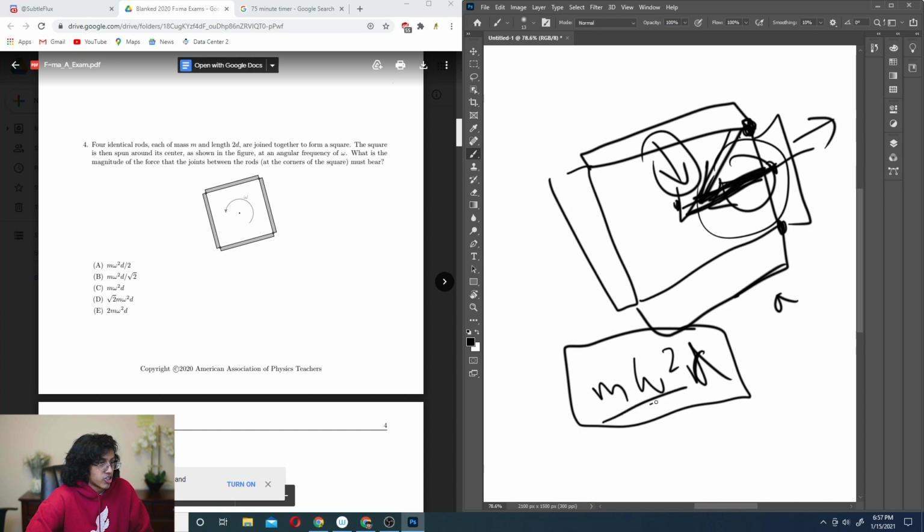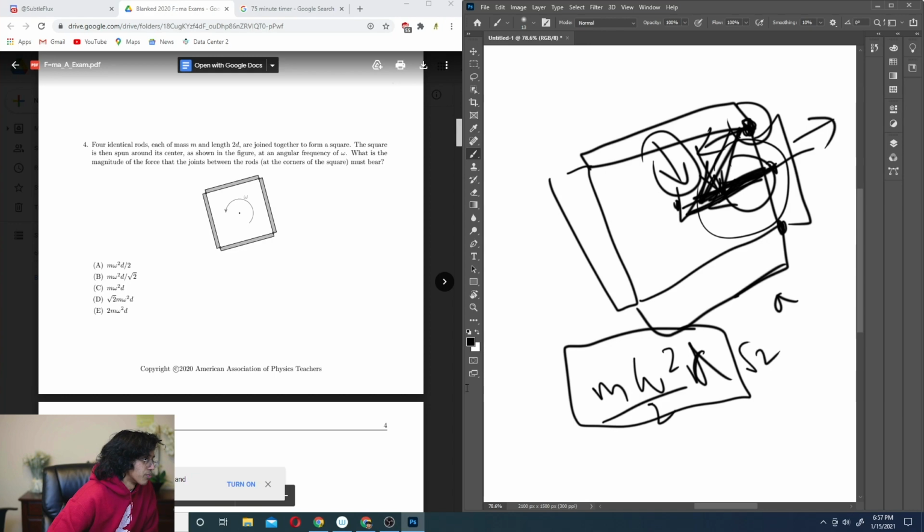So then we divide by 2 to get how much is this way for this joint, and then we have to add in another thing, so multiply by root 2. So divide by 2, multiply by root 2, and it's basically going to be M omega squared d over root 2. So that is b.